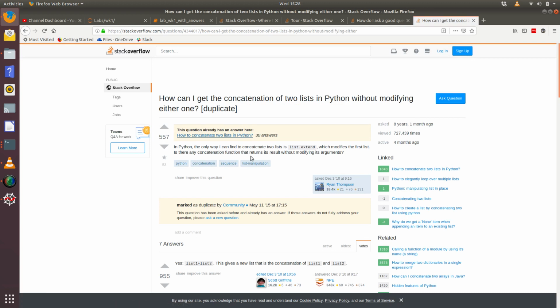So the question here is, how can I get the concatenation of two lists in Python without modifying either one? So this has got a fairly high reputation, voted up this, but actually what you can see is somebody's indicated this question has already been answered on Stack Overflow. So let's go to that original one, how to concatenate two lists in Python, which has 30 answers.